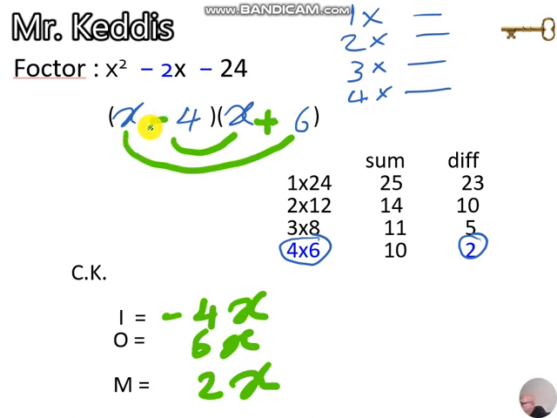The negative I make positive, and the positive I make negative. The inner product gives me 4x instead of negative, and the outer term gives me negative 6x. If I combine them, I get negative 2x. Now my answer is correct.